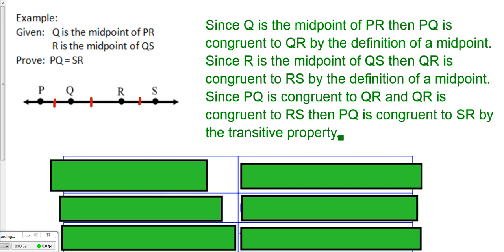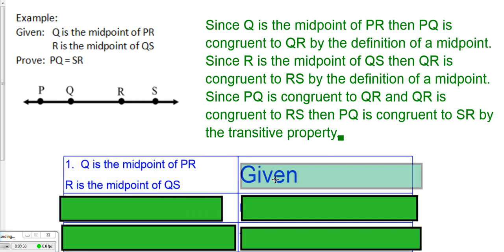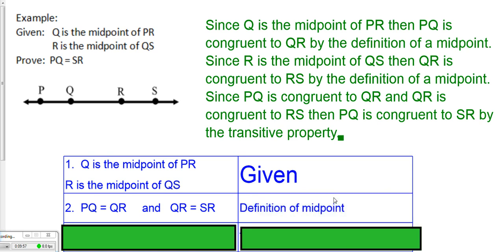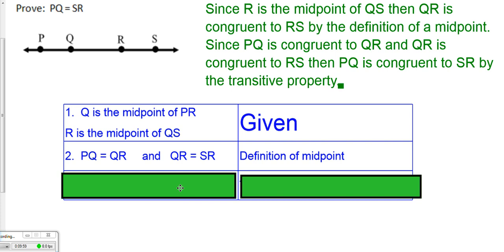Now, we can do the same sort of proof in a two-column form. Again, we will just start with whatever we were given. So, step 1, Q is the midpoint of PR, R is the midpoint of QS. That was given. Now we can say that PQ equals QR and QR equals SR. How can we say that? Well, that's just the definition of a midpoint.